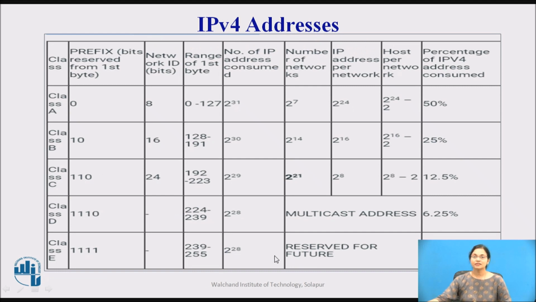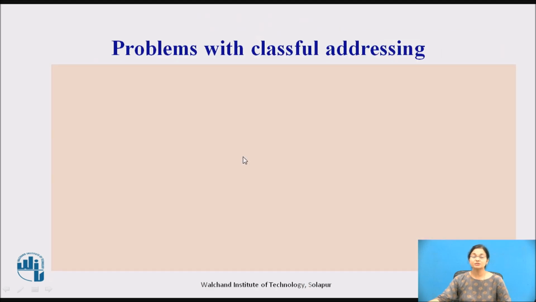So again here it is summarized for class A: the prefix, that is the network ID, then the range, number of IP addresses, number of networks allowed, how many hosts will be allowed, and total. So 50% of those addresses are consumed. So according to our requirement, we can use class A, class B, class C.